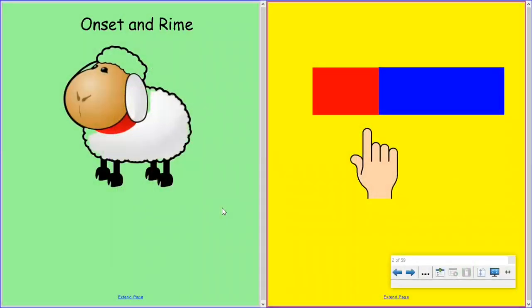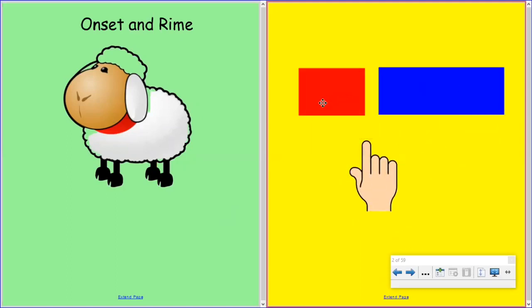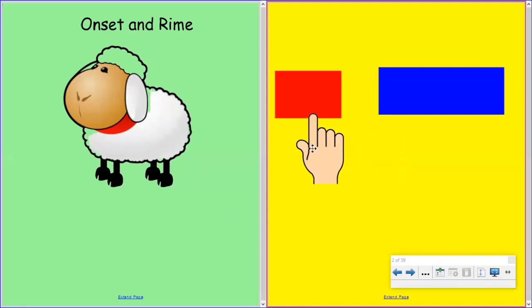Play an onset and rhyme game. I'm going to say a word. You're going to break that word into two parts. For example, if I say the word sheep, you're going to break that word apart and tell me the beginning sound of the word and then the rest of the word.